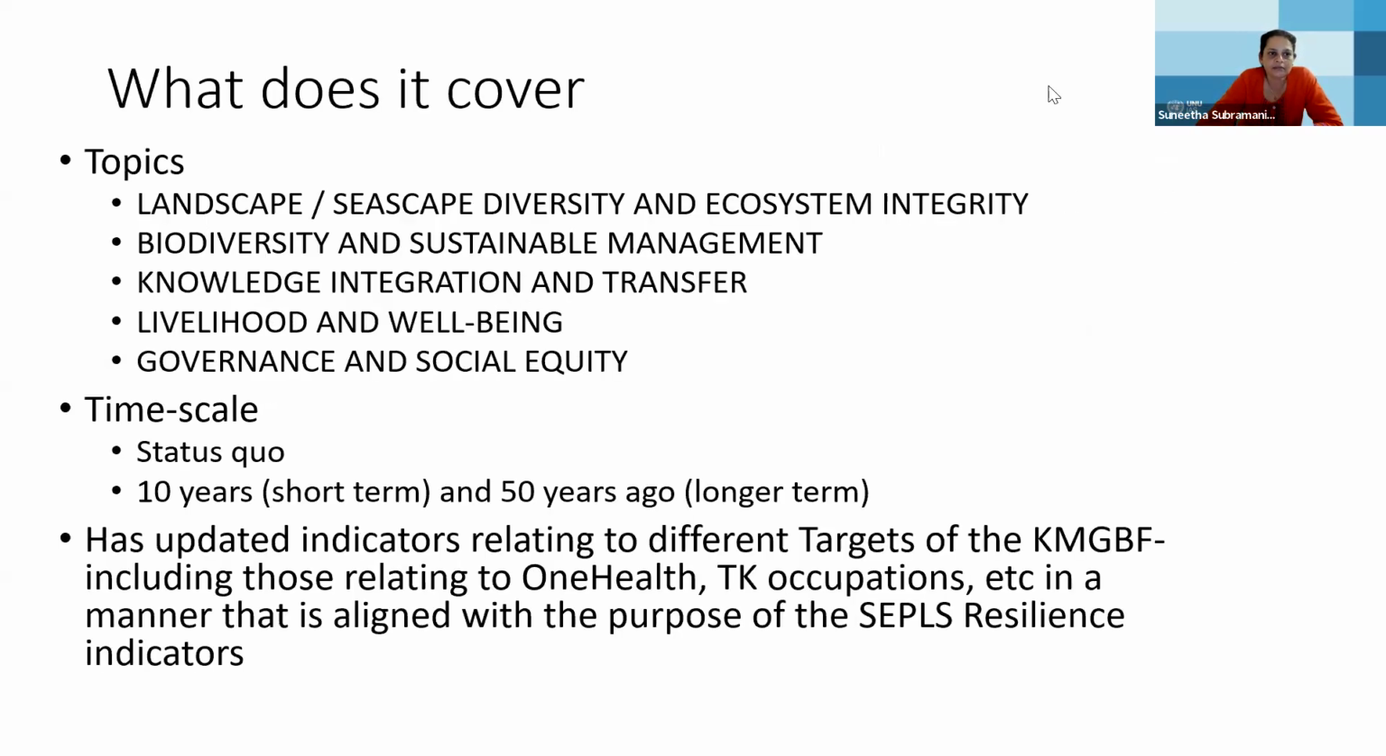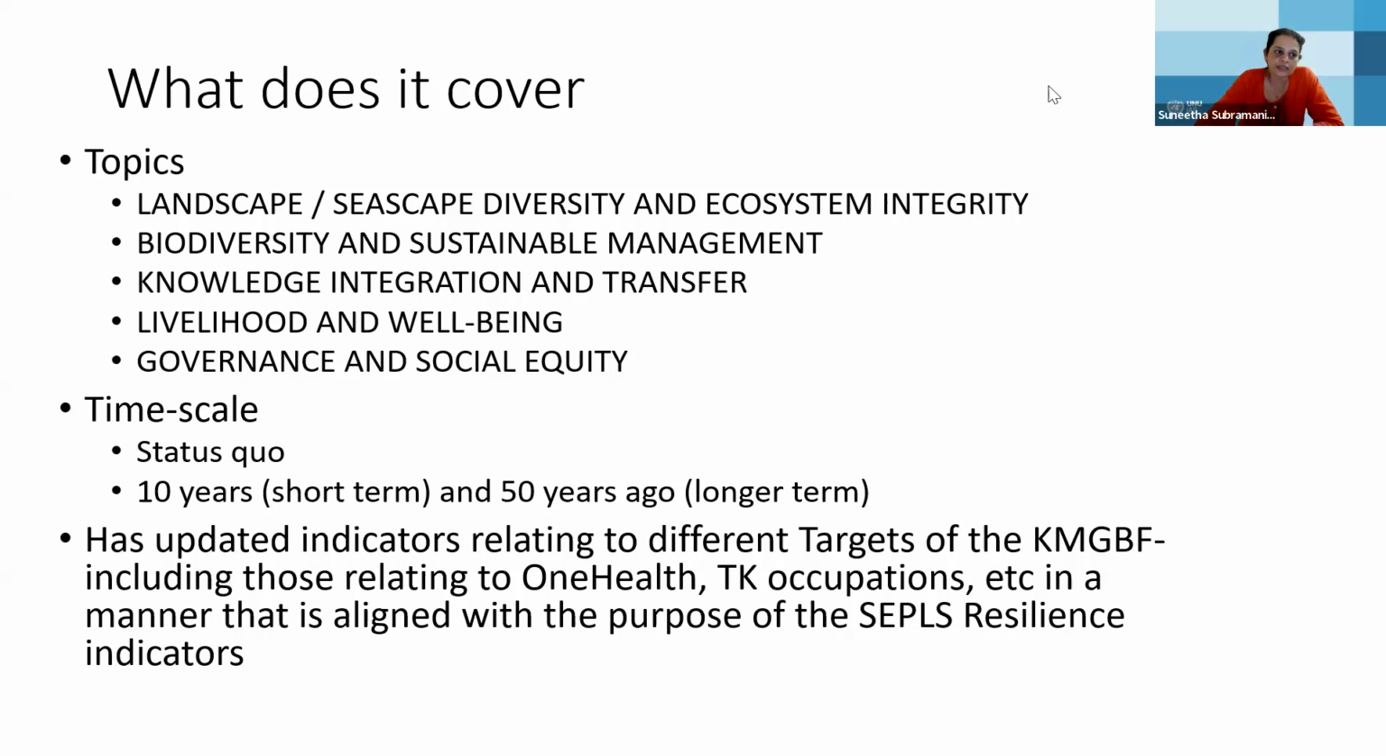So what does the indicator toolkit cover? Broadly, the indicators straddle about 5 broad topics, and it ranges from landscape or seascape diversity and ecosystem integrity, so it covers a lot of the ecological elements there. It looks at biodiversity and sustainable management, knowledge integration and transfer, livelihood and well-being, and governance and social equity.